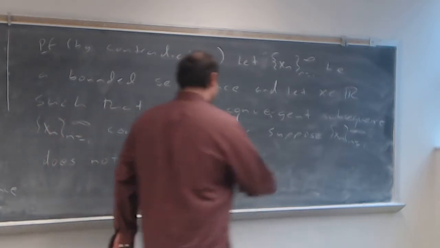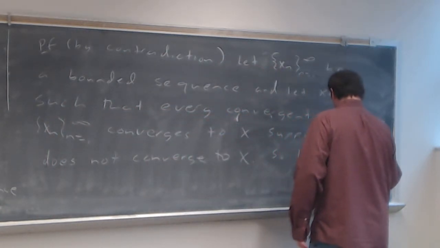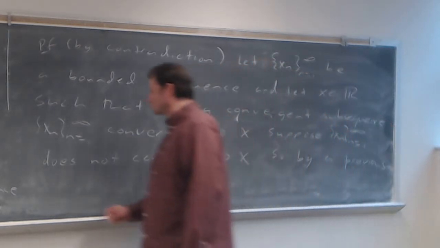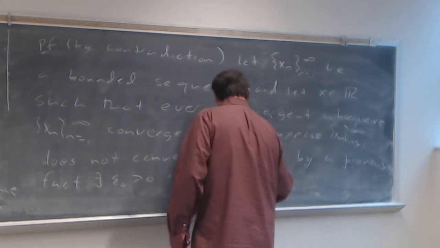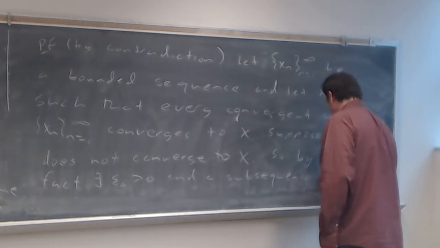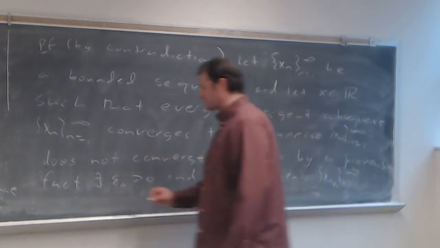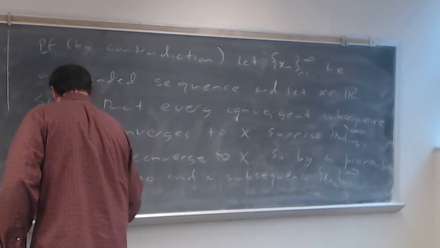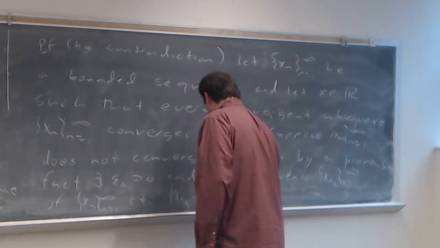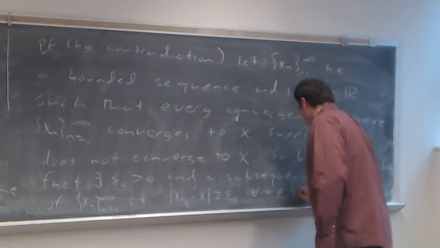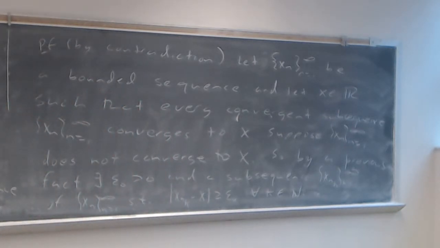Okay? So by a previous fact, there exists an epsilon naught greater than 0 and a subsequence, let's say x of n sub k, of x of n such that the absolute value of x of n sub k minus x will be greater than or equal to epsilon naught, and that's true for all k in the natural numbers. That's that previous fact we had last time. Now, this means that x of n sub k doesn't converge to x.